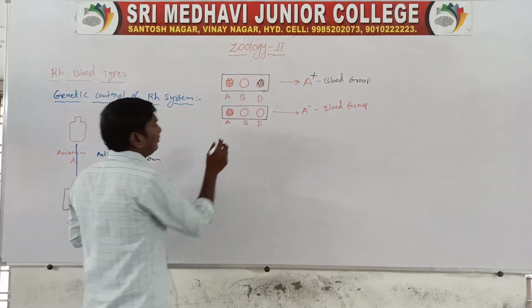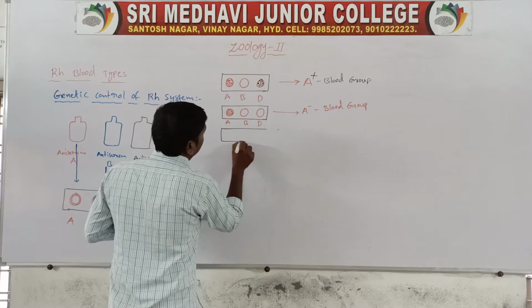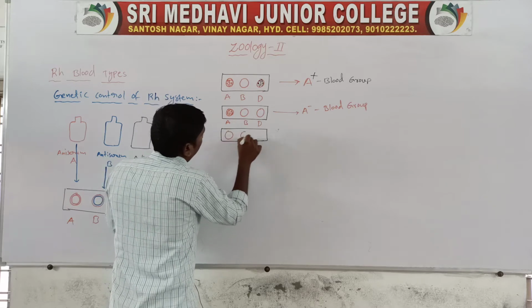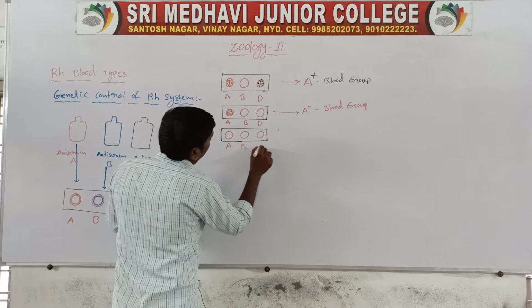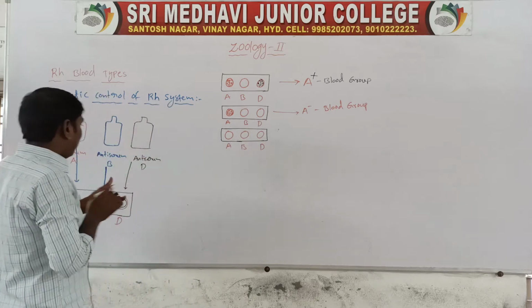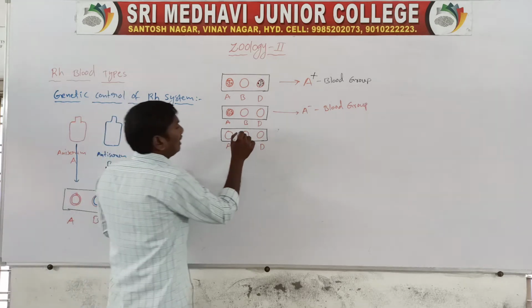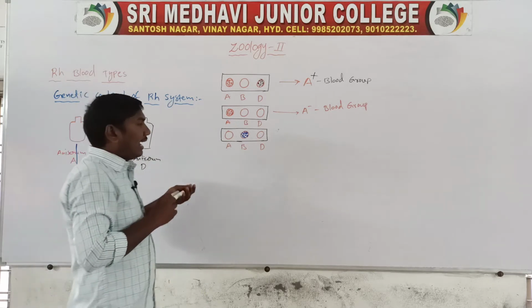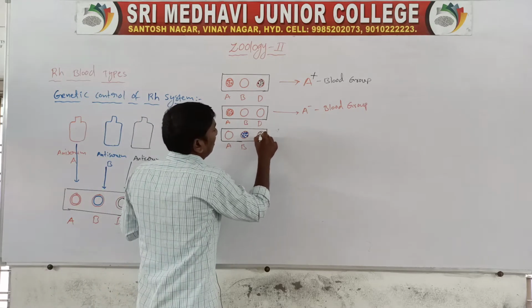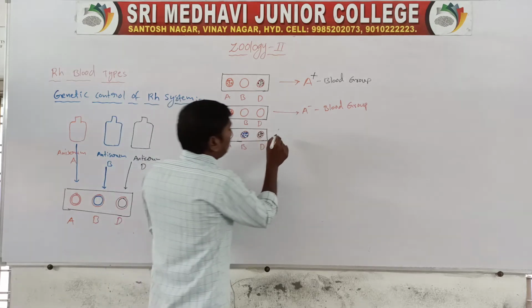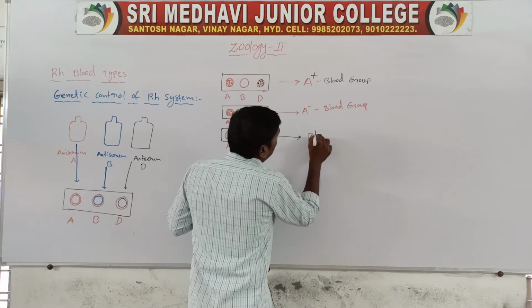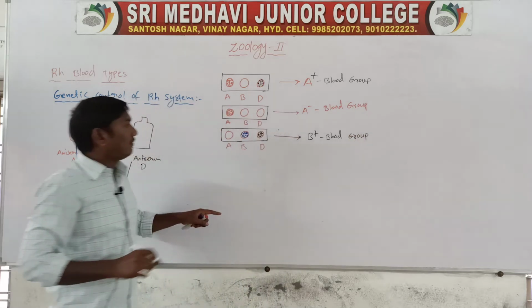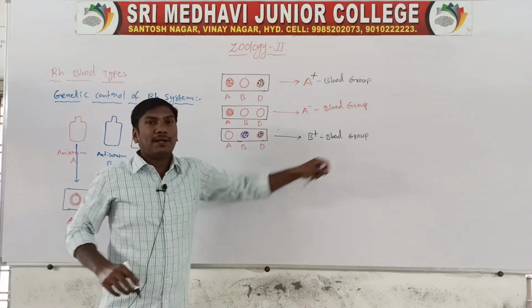Next one. A, B and D. Clumping forms in sample B and in sample D. So that person's blood group is B positive.